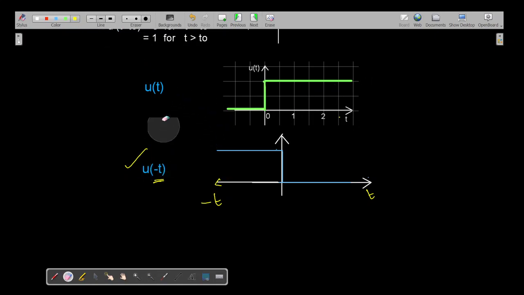So for the negative time axis we have to represent it like this. Okay, so here it is 0. After that it would have the plus 1. So how do you represent this? We can represent this mathematically like it is 1 for t less than 0. Okay, so this is u of minus t. Its value is 1 for t less than 0 and its value is 0 for t greater than 0. Like that we can write.